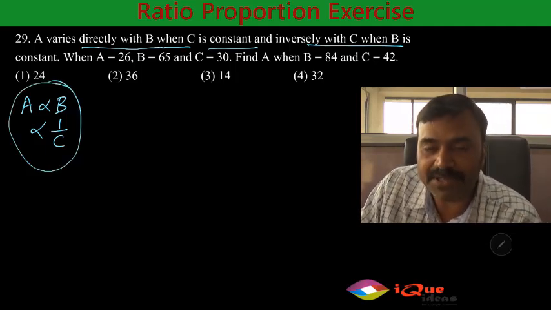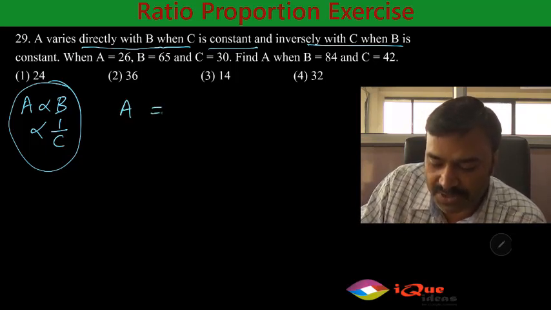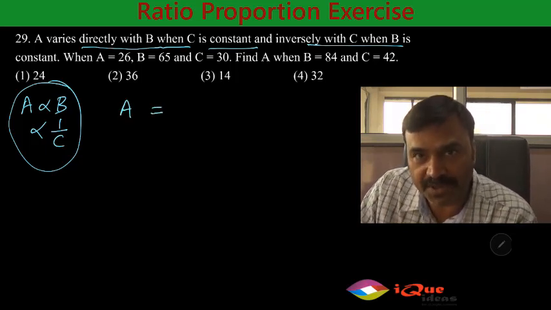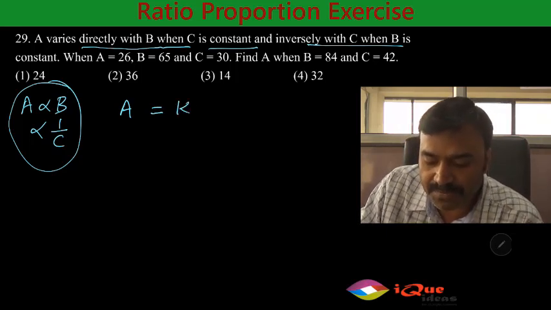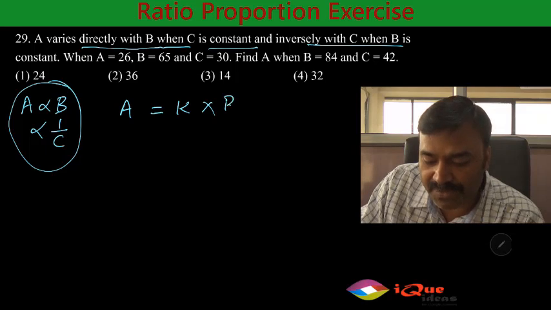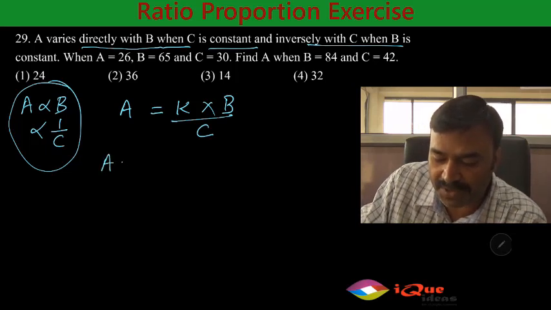You can directly make a mathematical relation. And how is that? You can say that A is equal to, so A has to be written only once because that is the quantity that is depending upon B and C, some constant term. Now B comes directly, so B will come in the numerator. C comes inversely, so divide by C. So basically the relation that we have is A equal to KB by C.